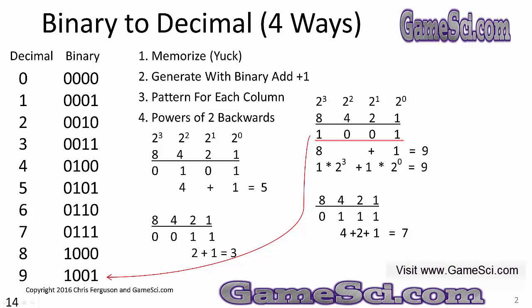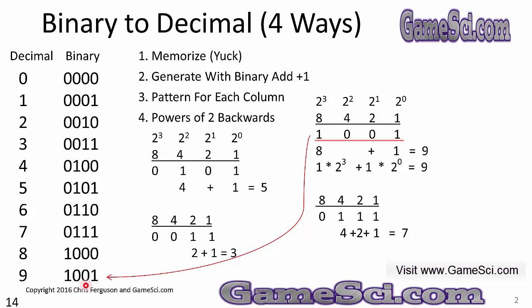Let's do a couple more simple examples. I'll start from the beginning here. I'll write down my powers of 2. 2 to the third, 2 squared, 2 to the first, 2 to the 0. I'm writing these down again so you understand where the 8, 4, 2, and 1 come from. 2 to the third power is 8. 2 to the second power is 4. 2 to the first power is 2. 2 to the 0 power is 1.